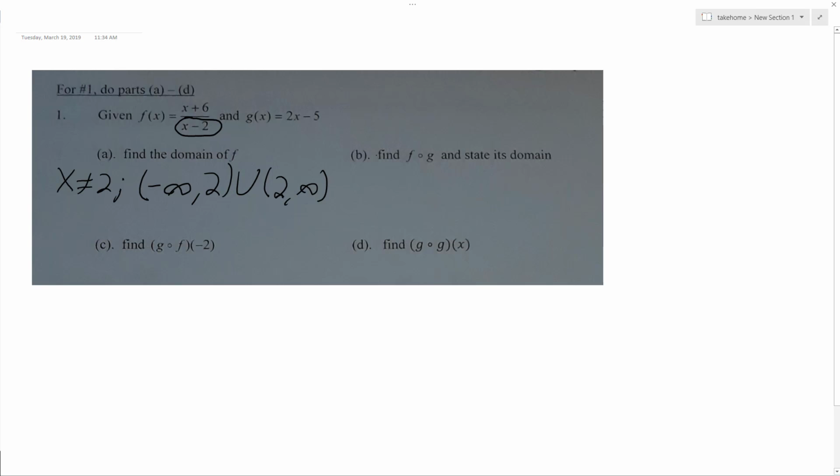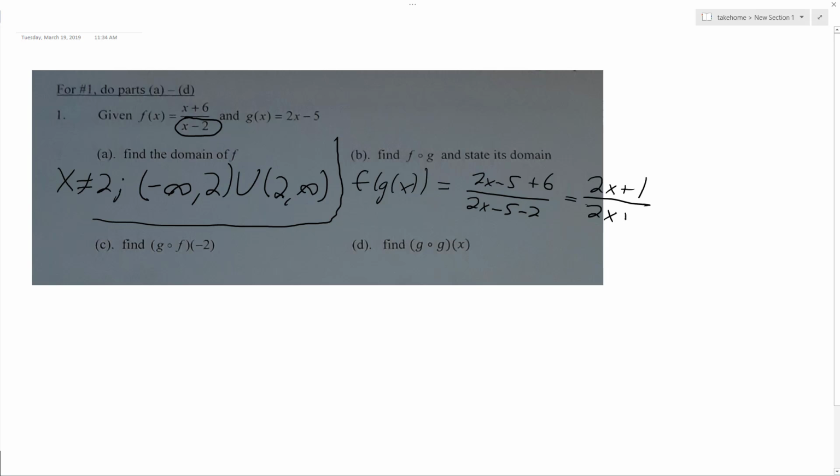All right, and then for part B, f of g, so that means we plug in g for x in f of x, and what we end up with here is, for every x, we plug in the g of x value. So f of g of x is equal to (2x minus 5 plus 6) over (2x minus 5 minus 2), which equals (2x plus 1) over (2x minus 7).